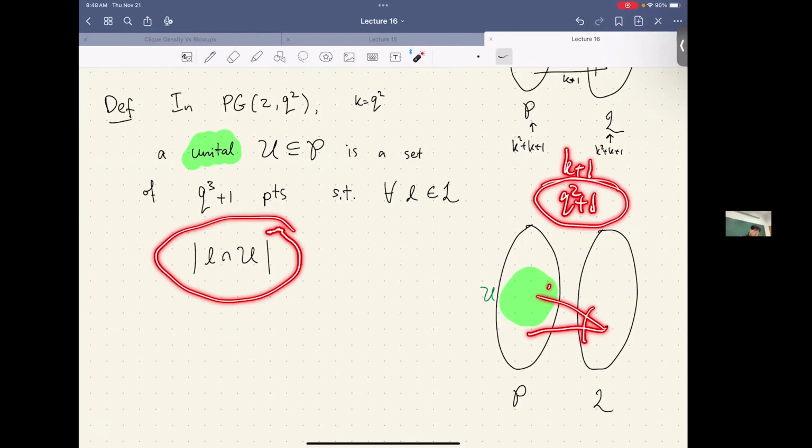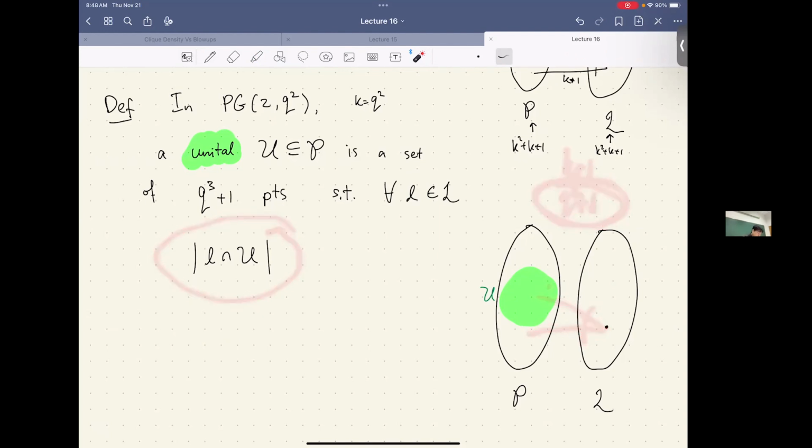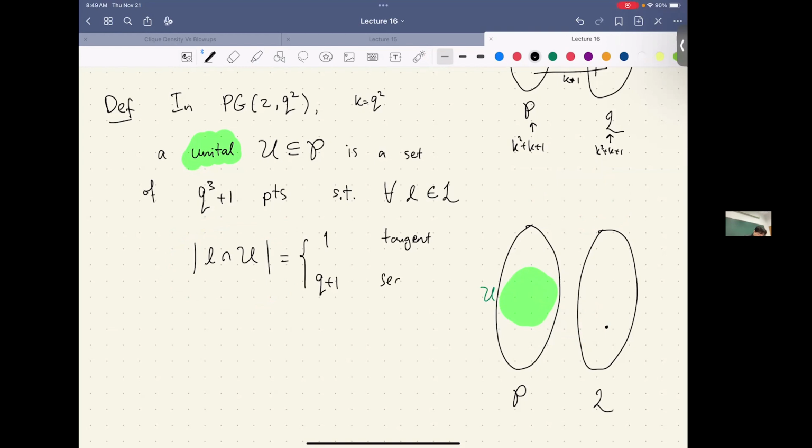So it's like 1 or the square root of this order, q plus 1. For such a line with exactly 1 point, we call it a tangent line. It's tangent to the unital because it intersects at 1 point. Or q plus 1 points. For such a line, we call it a secant line.